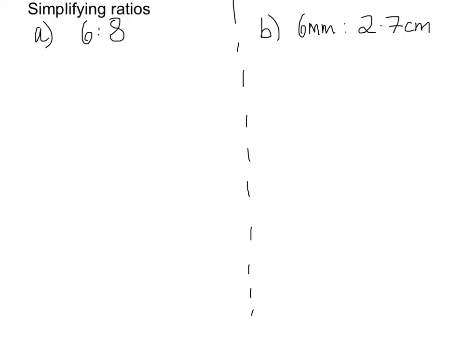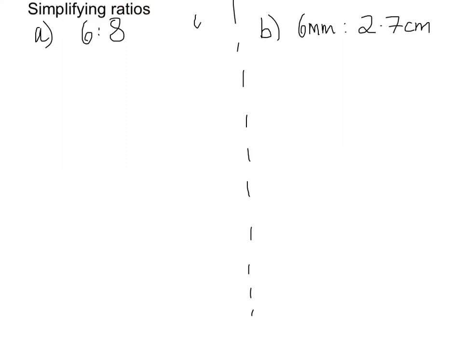So what that basically means is for every 6 parts of one thing, I'm going to have 8 parts of another. So for example, if I was mixing a squash, this might mean 6 parts squash, 8 parts water, something like that. So you've got to simplify, and it's very similar to simplifying fractions.